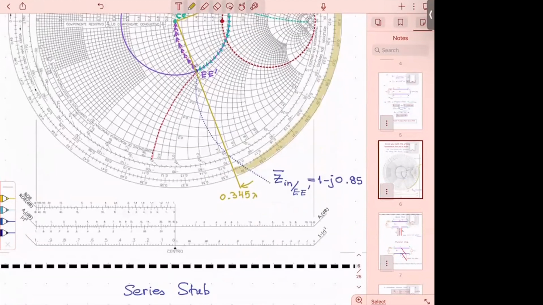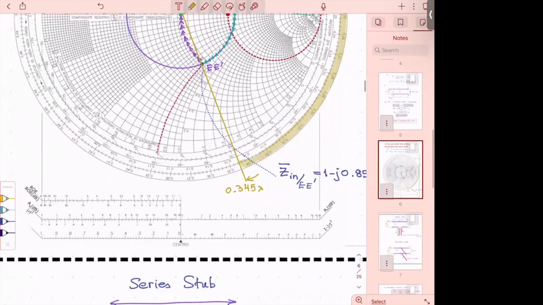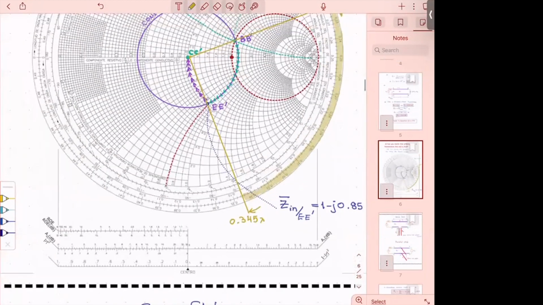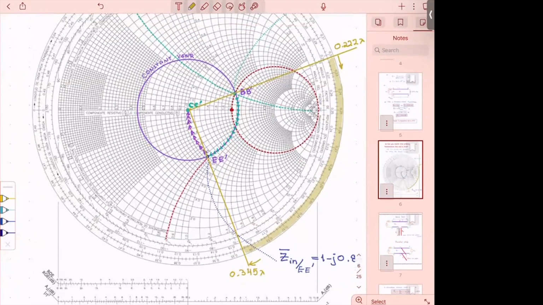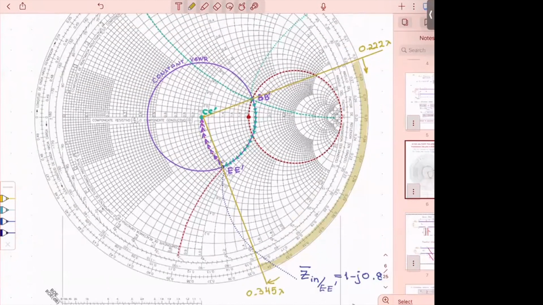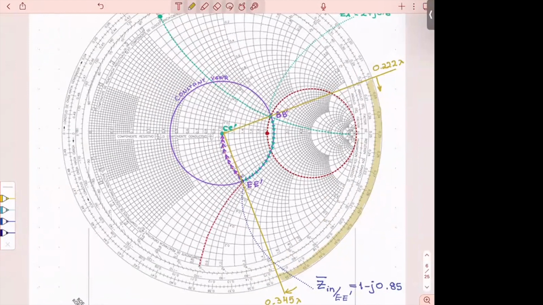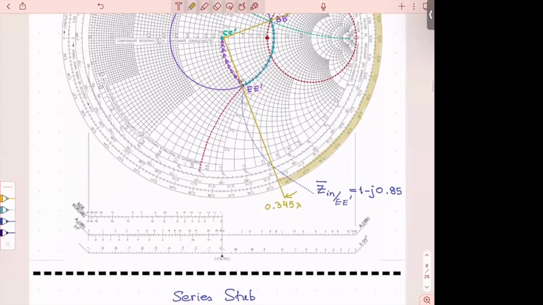Okay, since I started at 0.222 lambda, and I ended up at 0.345 lambda, how much is the length that I was able to cover? The difference between the two. All right, so the length of the line, so that I was here at BB prime, and here I am at EE prime.